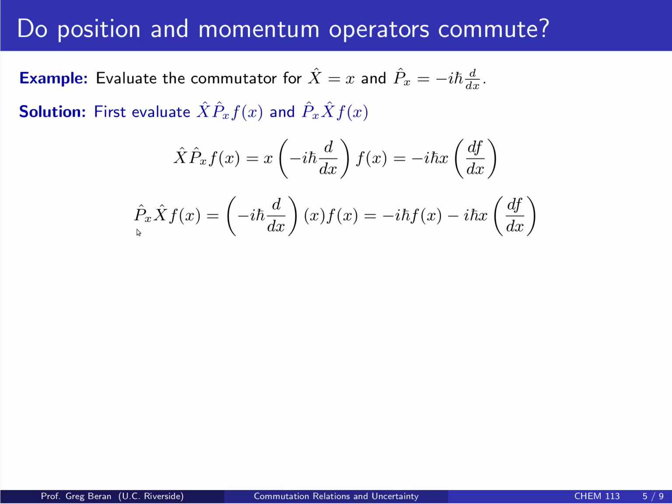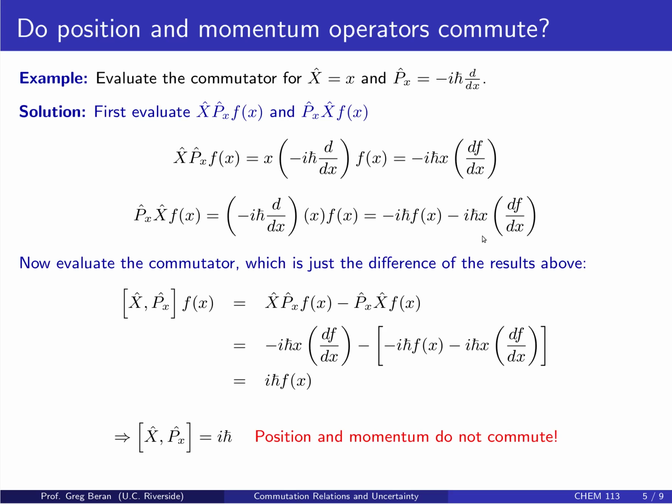Now we can take px acting on f of x, and we plug in the definitions of the operators. We get minus i h-bar d/dx times x times f of x. We multiply x times f of x, then we take the derivative of it. That gives us a product rule, and we get the result minus i h-bar f of x minus i h-bar x df/dx.